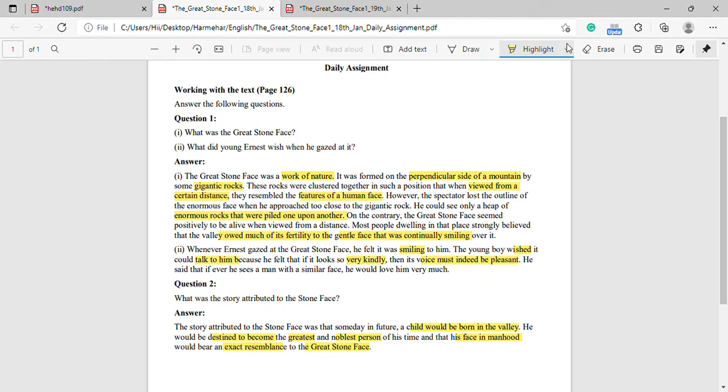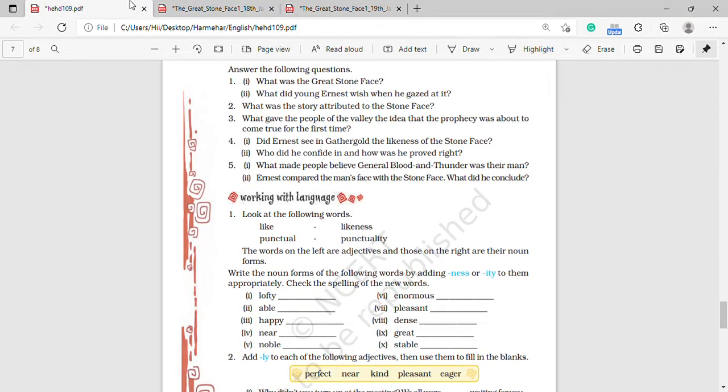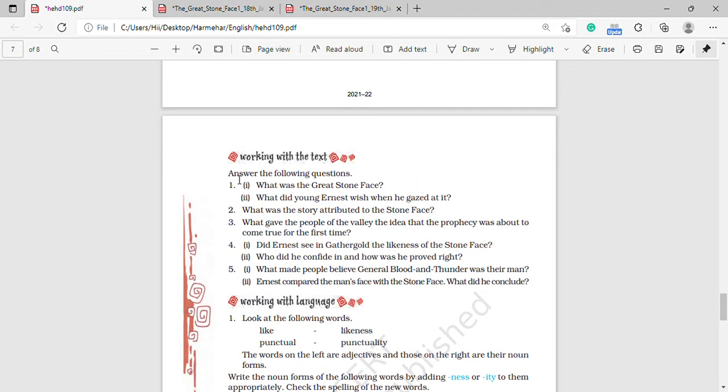Hello, today we are going to do question answers of the chapter The Great Stone Face of your book NCERT English Grade A. These are the questions of working with the text of the chapter Great Stone Face 1. Let's start with the very first question.